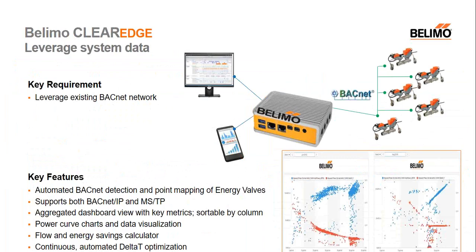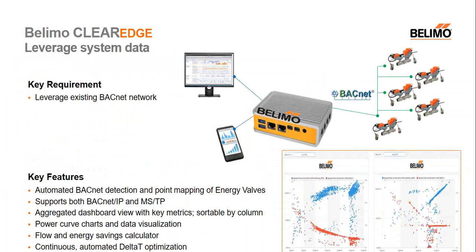We also provide an aggregated dashboard similar to what you saw on the cloud dashboard. So key metrics, total flow, total energy. If there's any operational errors, it's sortable by column, so you can get a good granular view of what's going on with each of those valves in terms of a snapshot view. We'll also provide power curves and charts. So once again, a nice visualization of what's going on in terms of operation.